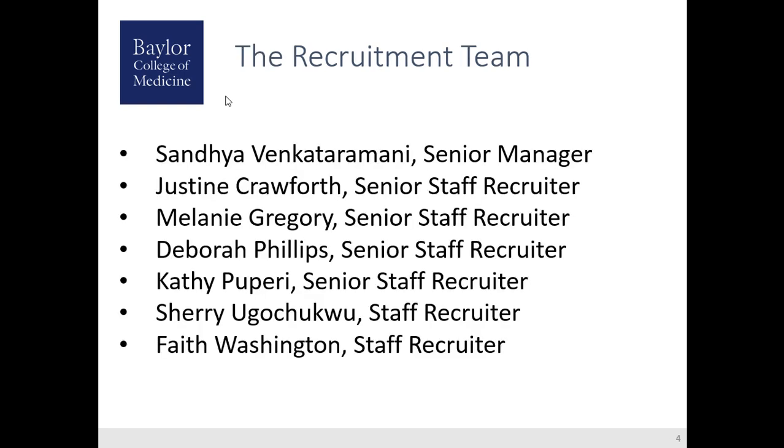This is the current recruitment team. We have a manager, 4 senior recruiters, and 2 staff recruiters. We're all divided by department, and so depending on your department will depend on which recruiter you are assigned to.